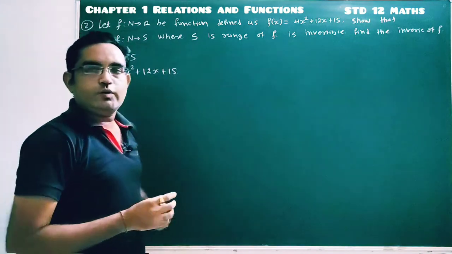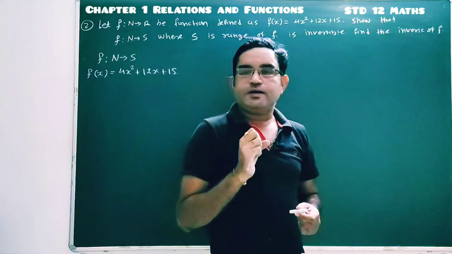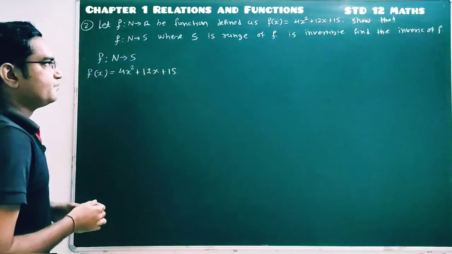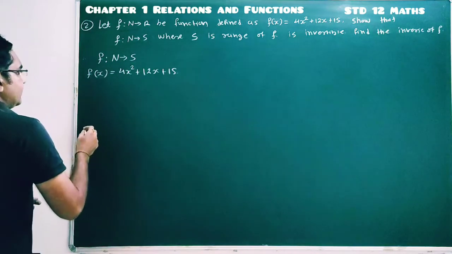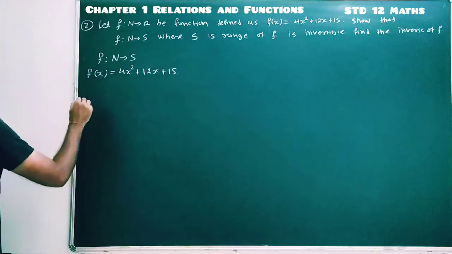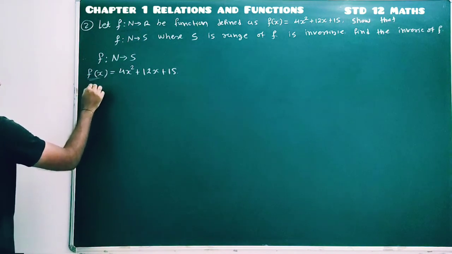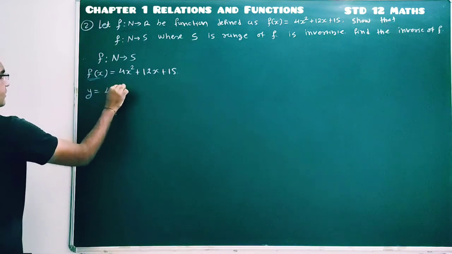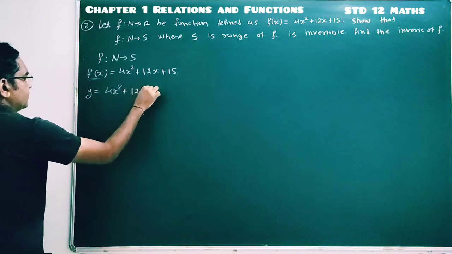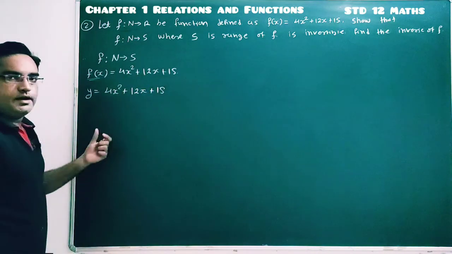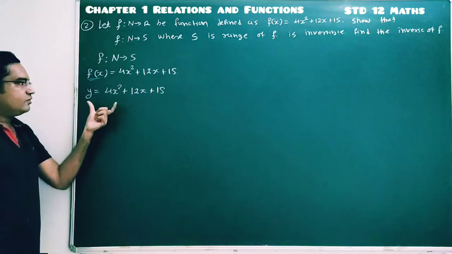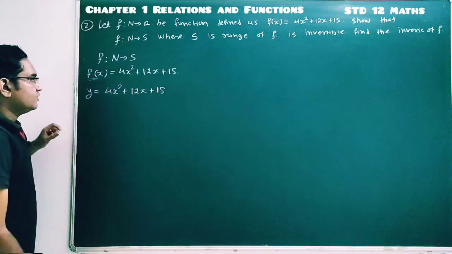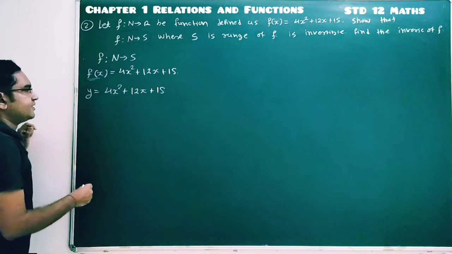Now according to our definition, for any function f to be an invertible function, there exists one function g. So to find that function g of y, we have to replace f of x with y. So y is equal to 4x square plus 12x plus 15. And now we will try to write this expression in terms of x.